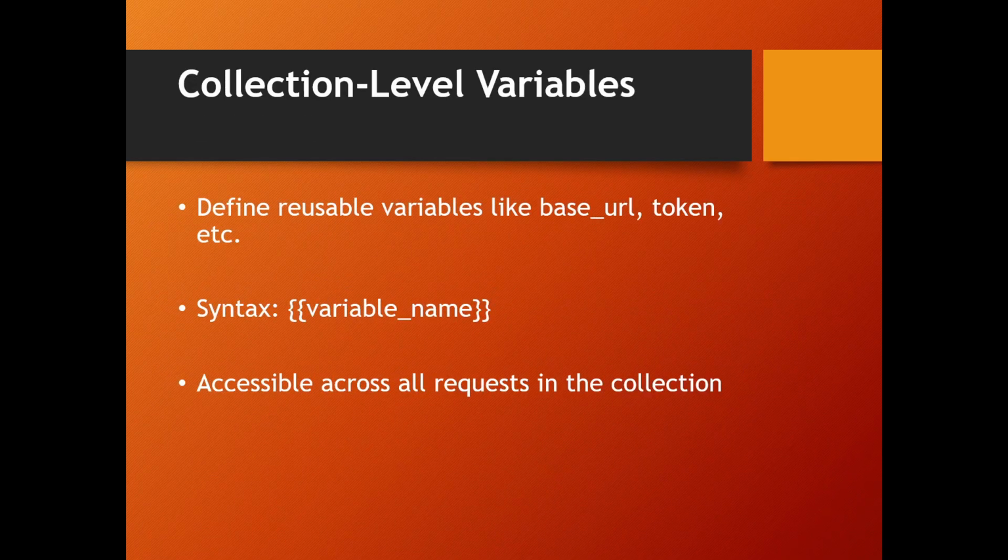And collection-level variables. Define reusable variables like base URL, token, etc. The syntax for accessing the variable is double curly braces, the variable name, and close the curly braces. And if you define a variable at collection level, it's accessible across all requests in the collection.